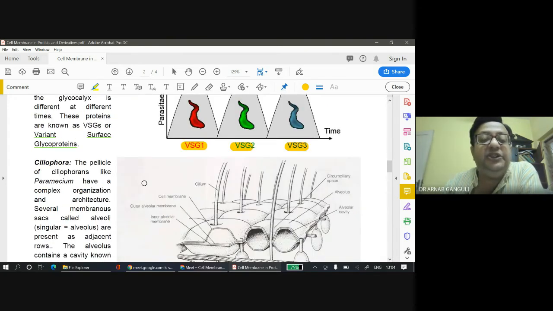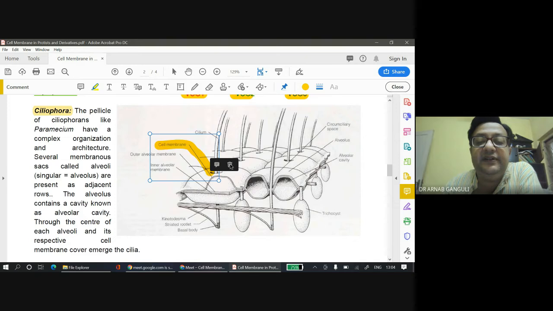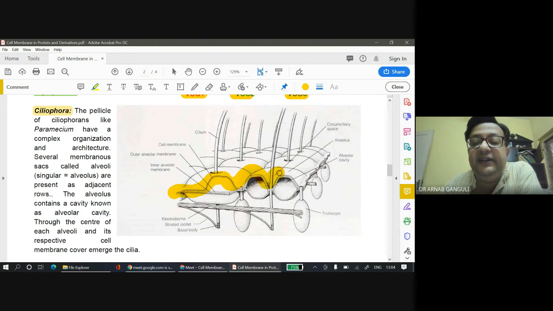The next ones we study are the Ciliophorans or Paramecium. Their body is covered with cilia. You see this is the cell membrane over here. This outer region which you see is the cell membrane. It's a covering.